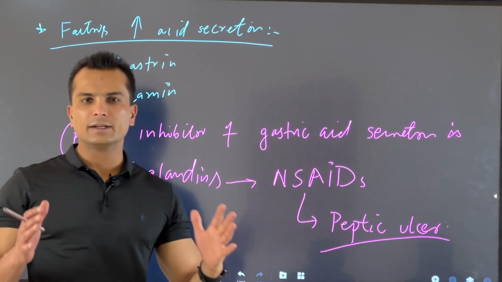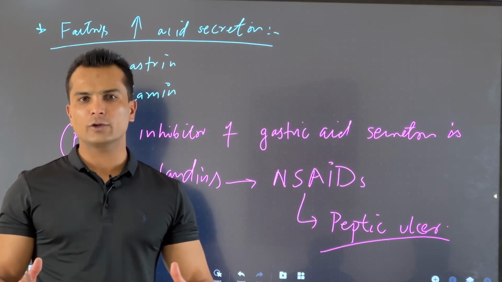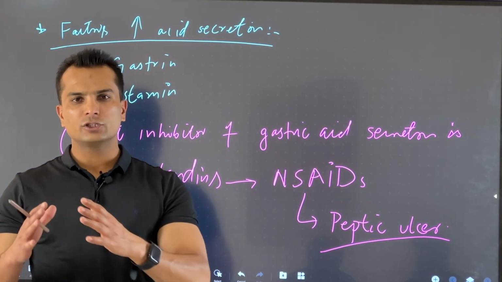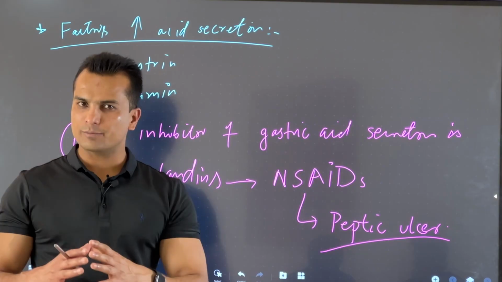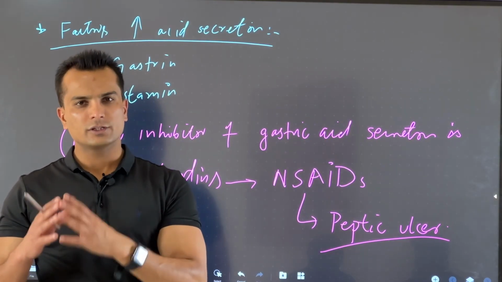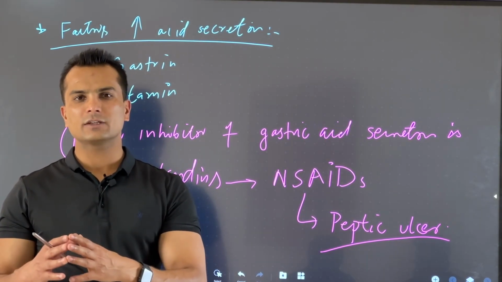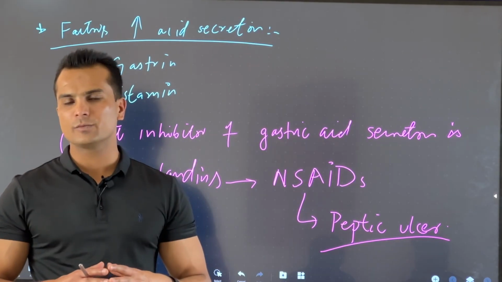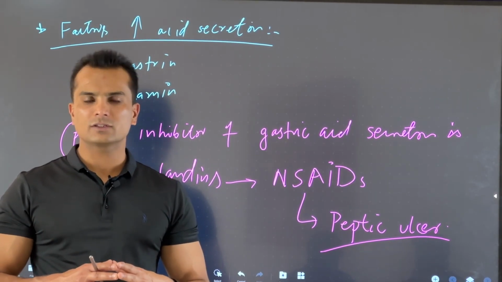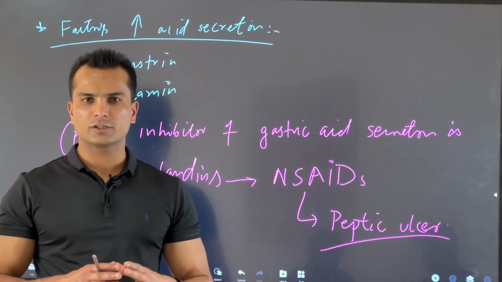And then the intrinsic factor is basically produced by your parietal cells, and destruction of these parietal cells leads to deficiency of the intrinsic factor, and secondarily there will be vitamin B12 deficiency, and this type of anemia is called pernicious anemia. Thank you.